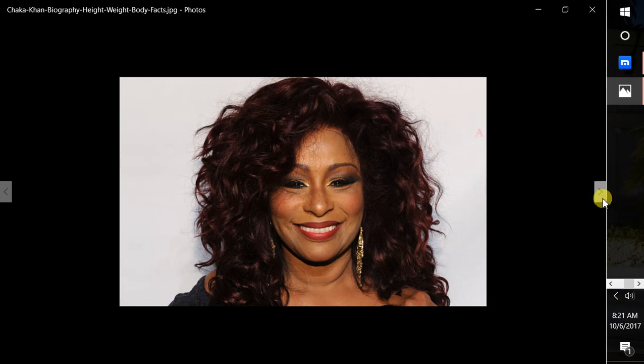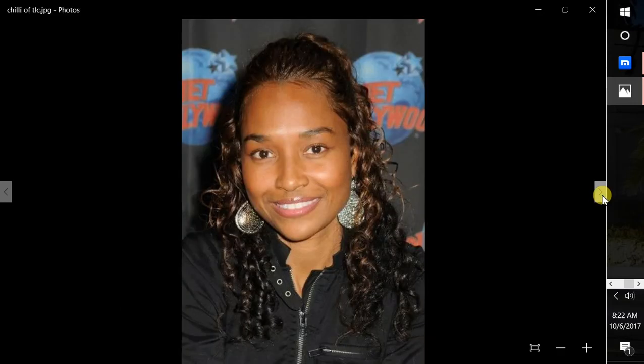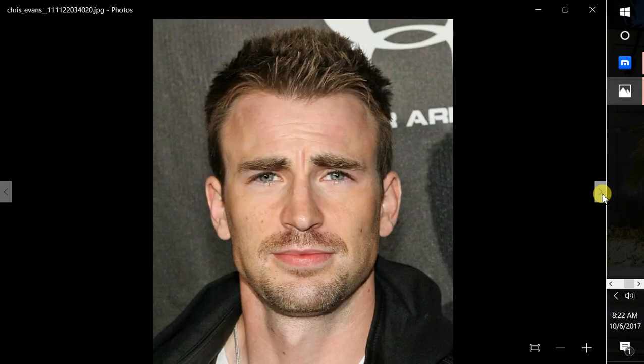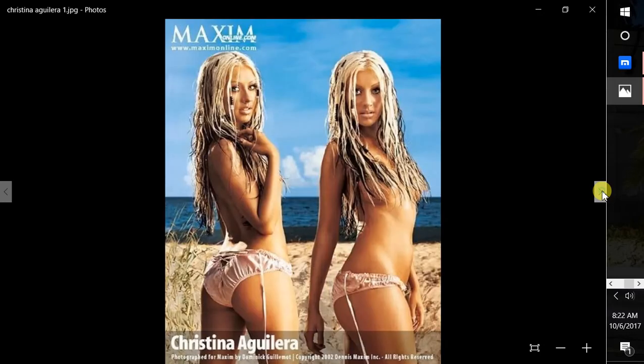You have to bring solid facts based on the female skeletal structure, right? Anything with Adonis belts, jawline, strong chins, looks boyish or girlish are not facts, okay? Shaka Khan is 100% female. Chilli of TLC, 100% woman, no transgender. Chris Evans, Captain America, 100% man, no transgender.